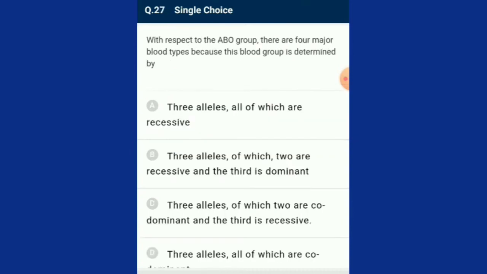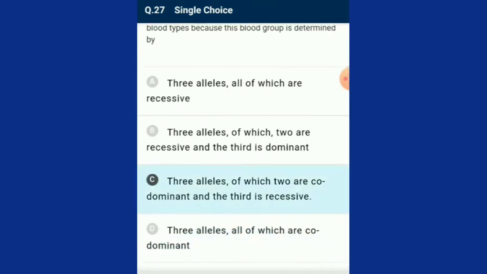Question number 27. With respect to the ABO blood group, there are four major blood types because this blood group is determined by. Blood group is determined by three alleles I power A, I power B, and I power O. Alleles I power A and I power B are co-dominant. Blood group A is determined by I power A, I power A, or I power A, I power O. Blood group B is determined by I power B, I power B, or I power B, I power O. Blood group O is determined by I power O, I power O. Blood group AB is I power A, I power B. So the answer is option C. There are three alleles of which two are co-dominant and the third is recessive.